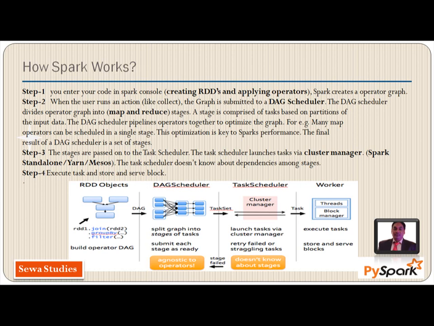Spark creates an operation graph. If you write any Spark code, creating an RDD, DataFrame, or Dataset, then Spark creates an operation graph. When the user runs an action, such as collect, the graph is submitted to the DAG scheduler. The DAG scheduler divides the operation graph into map and reduce stages. Then stages are compressed and tasks are created based on the partitions of the input data. The DAG scheduler pipelines operations together to optimize the graph. Many map operations can be scheduled in a single stage. This optimization is key to Spark performance. The final result of the DAG scheduler is a set of stages.